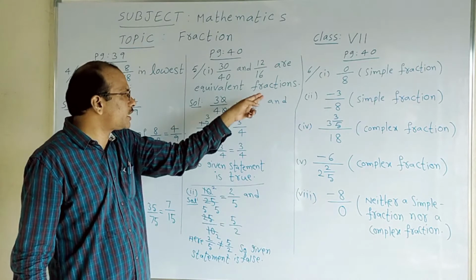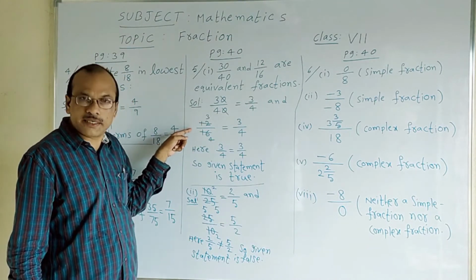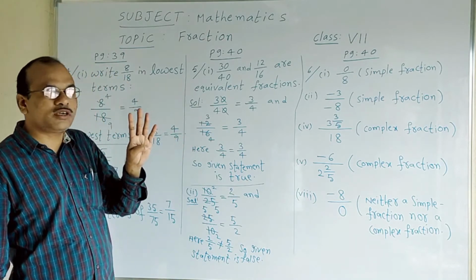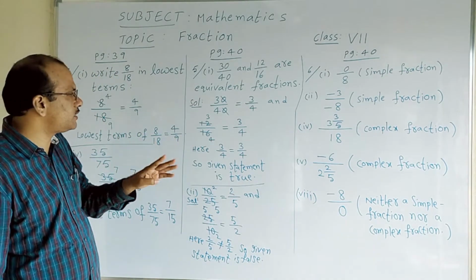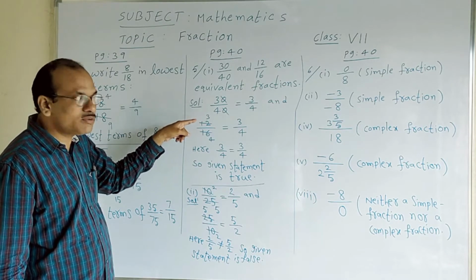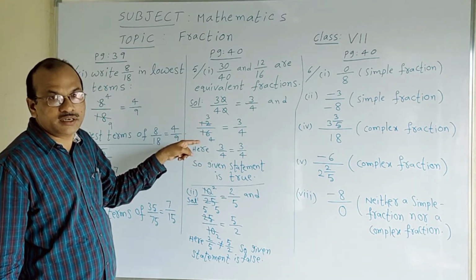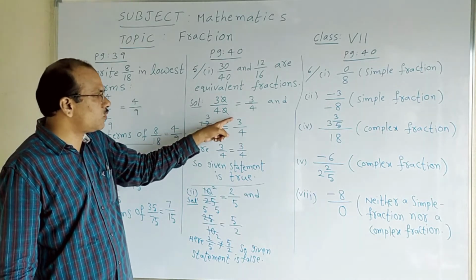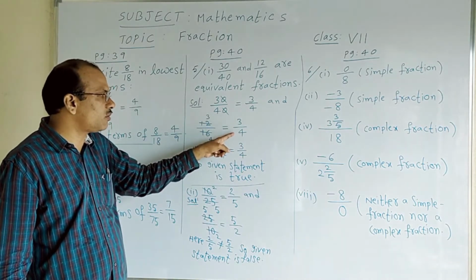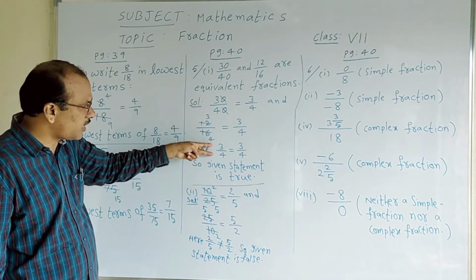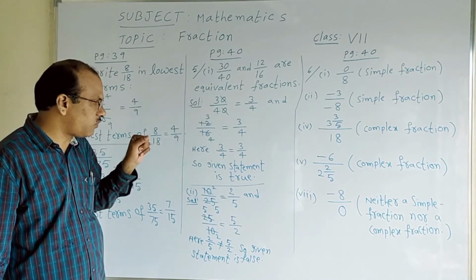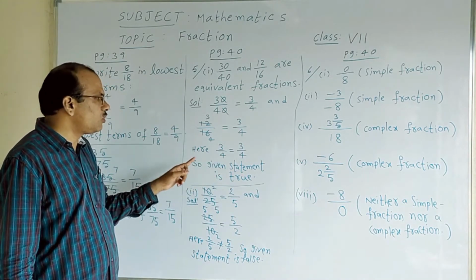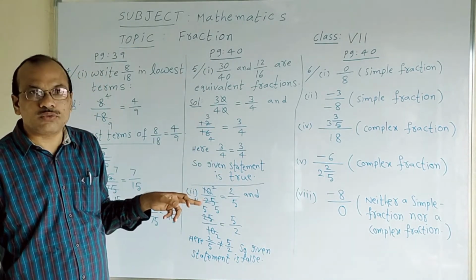And for the second one, 12 by 16 is written. I have selected a common table, that is the fourth table, to cancel that. 4 3s are 12, 4 4s are 16. Here also 3 and 4 are left for us. So the answer is written as 3 by 4. First answer 3 by 4 and second answer 3 by 4. That means here 3 by 4 is equal to 3 by 4. So the given statement is true.